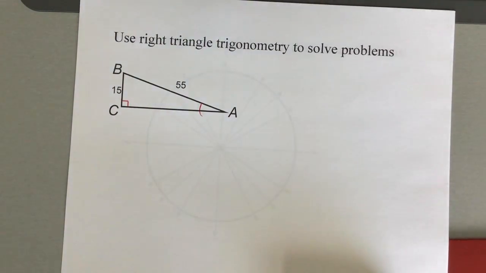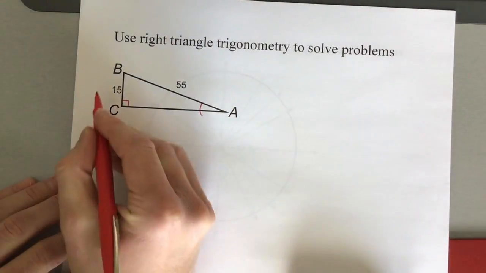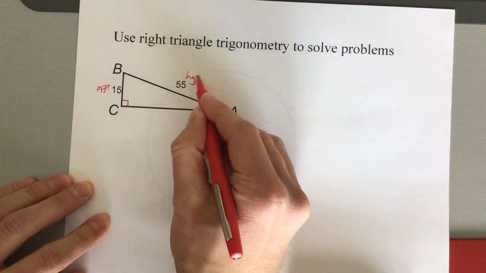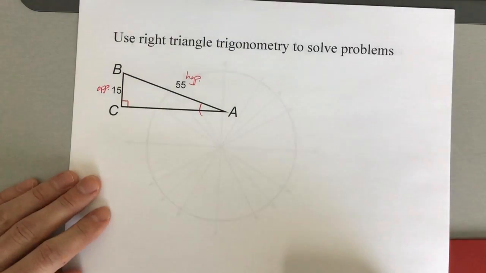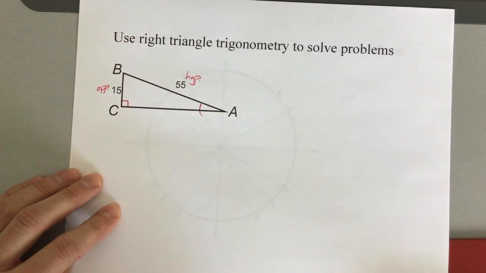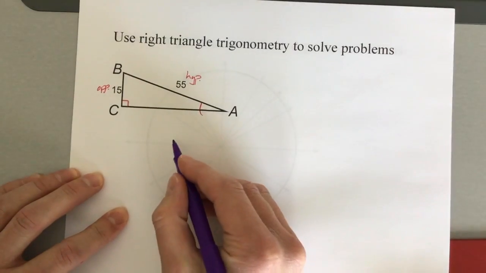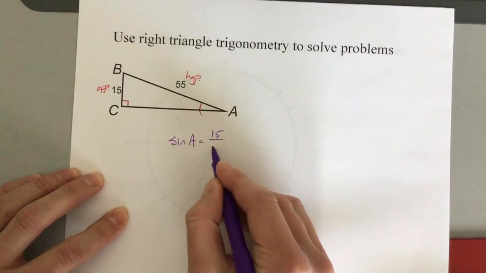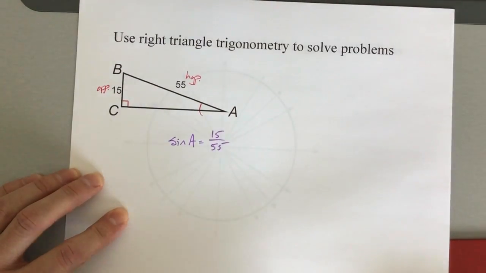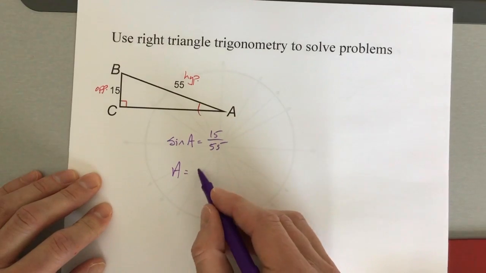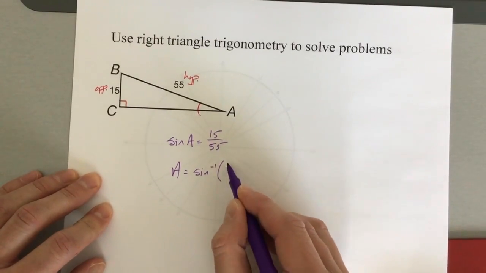Based on the lengths that I am given, I'm provided with the side that is opposite angle A and the hypotenuse of this right triangle. Well, as we saw before, opposite and hypotenuse remind us of that sine ratio. So in this figure, the sine of angle A is equal to 15 over 55. We could then find the measure of angle A by taking the inverse sine of 15/55.